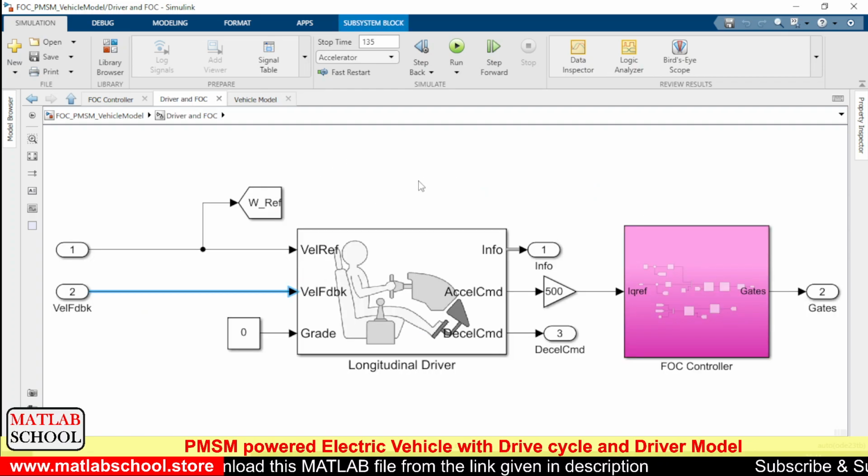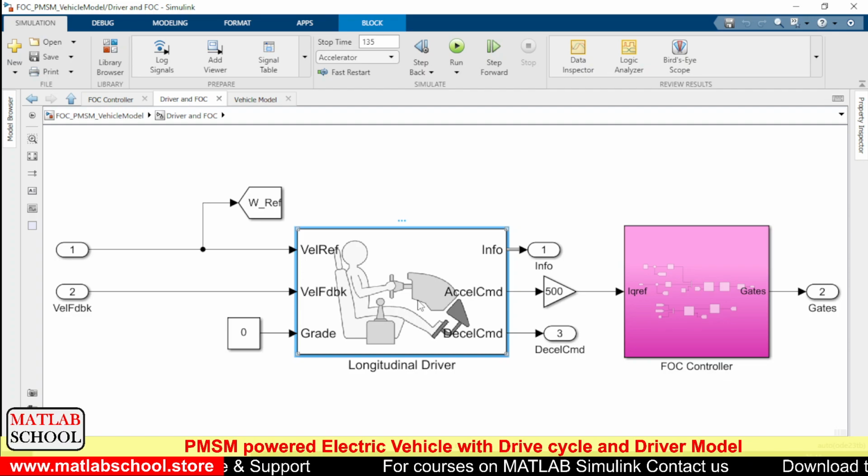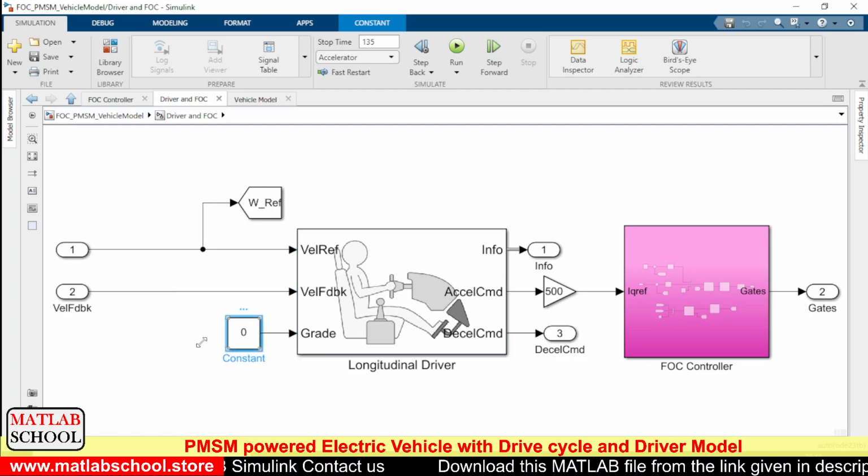Here we have the driver model. This driver model will control the vehicle's speed. Also, it will apply the brake based on the requirement. Based on the reference speed, this longitudinal driver will make the vehicle run at the reference speed. I have put grade as 0. If you want to include the inclination of a particular road, you can include some values for grade as well.